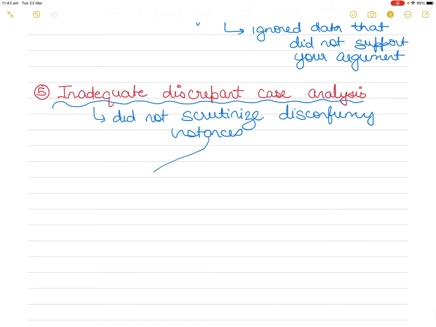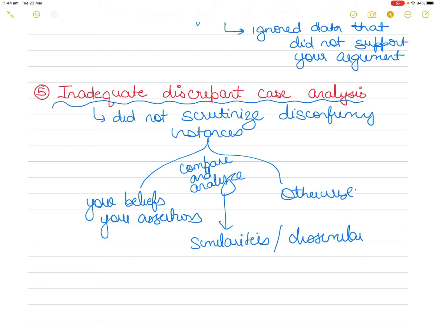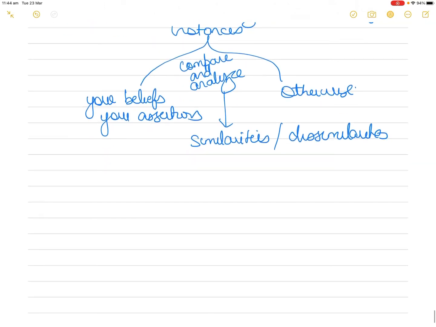So you have to compare and analyze your beliefs, your assertions, and otherwise, and then find similarities, dissimilarities, etc. Let me give you an example as promised. Now, if you believe that a certain learning technique leads to improvement in student scores, right?